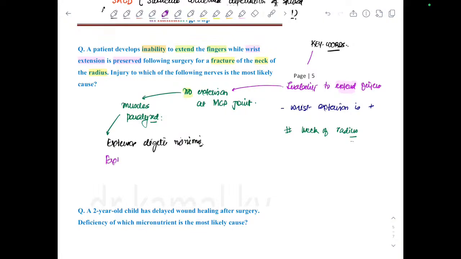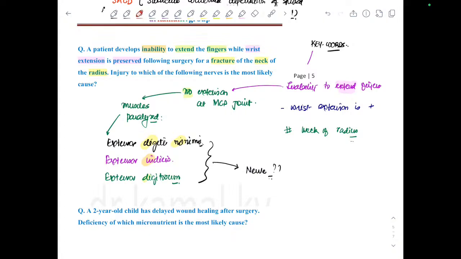Then going to the index finger is extensor indicis, and going to all the fingers is extensor digitorum. Clear? So these are the muscles: digiti minimi is for the little finger, indicis is for the index finger, and digitorum is for all the four fingers. Now what is happening? These muscles are paralyzed, and as I told you before, muscles cannot be paralyzed by themselves. It is the nerve supply which is paralyzed.